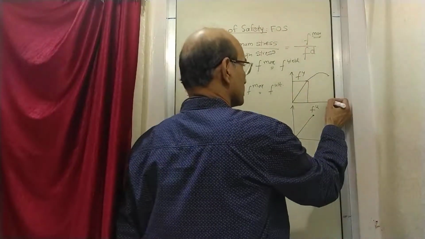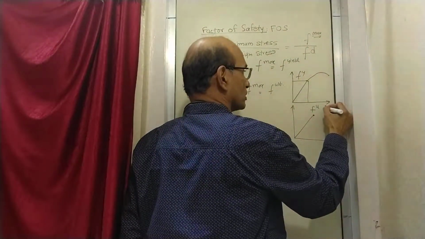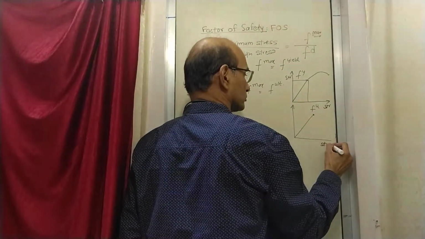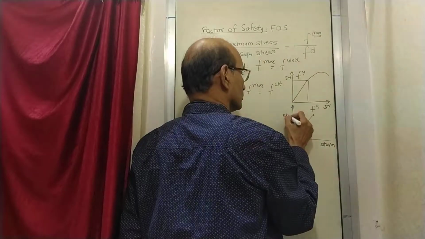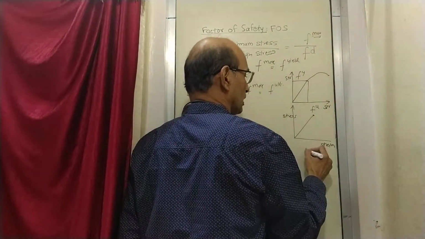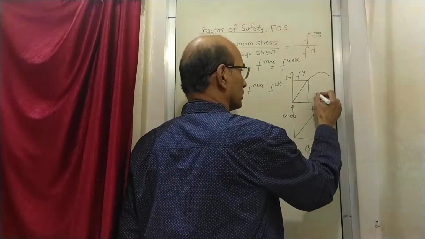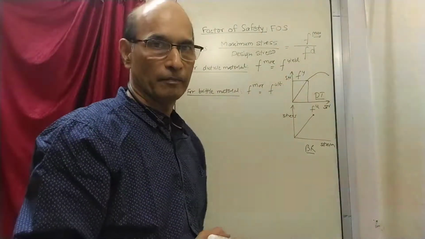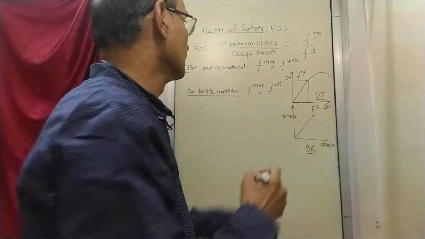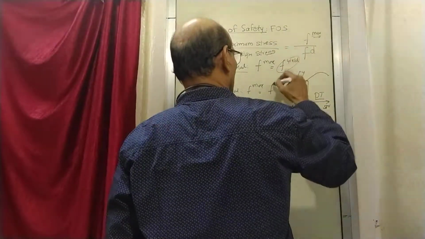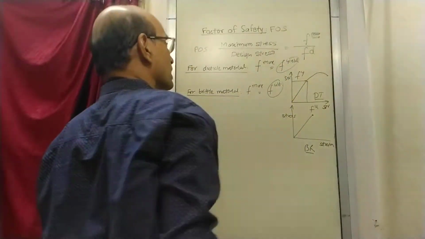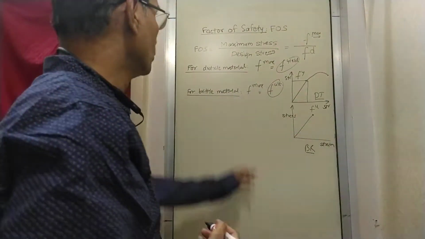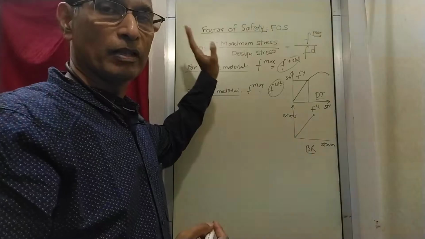This is of course stress versus strain, and this stress for brittle, and this for ductile. Brittle material and ductile material. And then these are the things which are to be taken as the maximum stress, and then you apply the factor of safety. So having known this, what is the factor of safety?